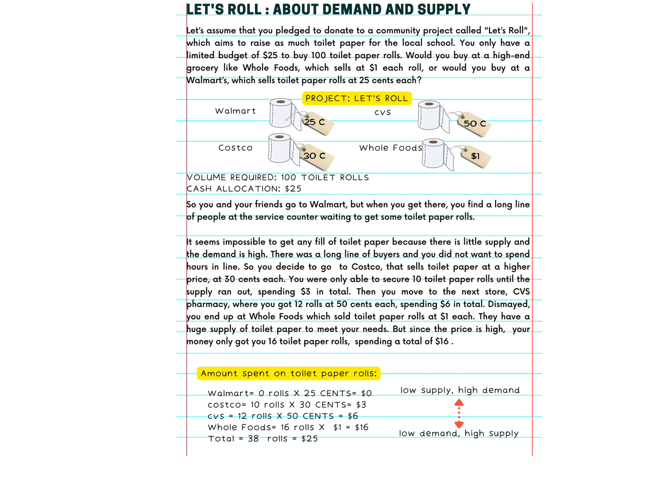So this summarizes the amount you spent on toilet paper rolls. At Walmart, you spent 0 cents. There's low supply and high demand. At Costco, 10 rolls at 30 cents. It's right in the middle of the range, as well as CVS, where you got 12 rolls at 50 cents. At Whole Foods, you got 16 rolls at $1, totaling $25 for 38 rolls. So at stores where there is a high price, there is low demand, there's high supply. At stores where there's low price, there's low supply but high demand.